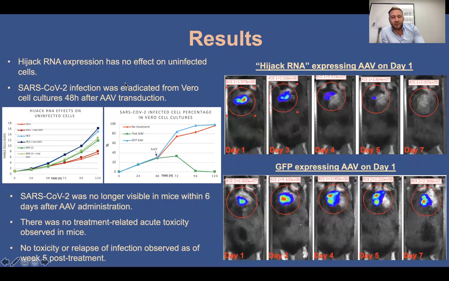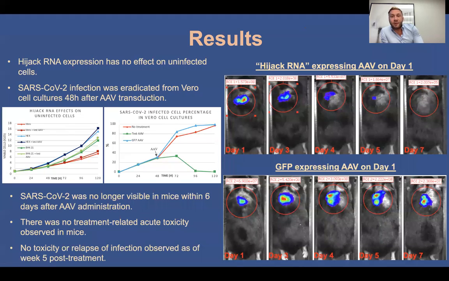The graph on the right shows infected cell cultures where test AAV is administered on day 2, 48 hours after cell culture started. Within 48 hours of AAV administration, all the infected cells were essentially dead in the cell culture. If you look at the right side of the slide, we see representative pictures from our in vivo studies where the test AAV eradicated all the infected cells within 6 days after administration in the infected mouse model.